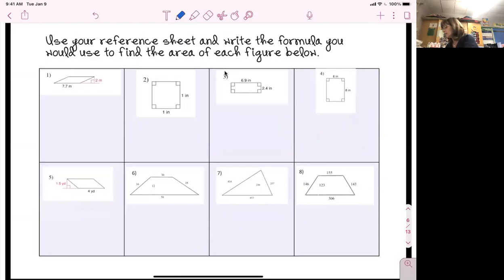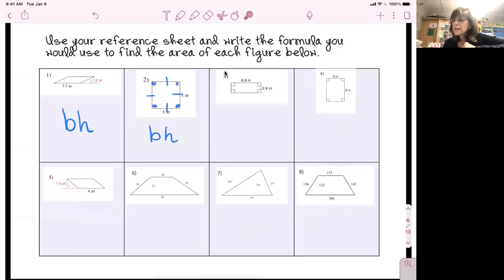Okay, so the first one is a parallelogram. And the parallelogram is just base times height. The square, and we know it's a square because all 4 angles are equal, and that would mean that all 4 sides are equal. So you just do base times height. When you're multiplying, it doesn't matter what order you do it in. So you could do, well, this one's easy, 1 times 1, but if you go back to this one, it doesn't matter if you do 7.7 times 2 or 2 times 7.7.